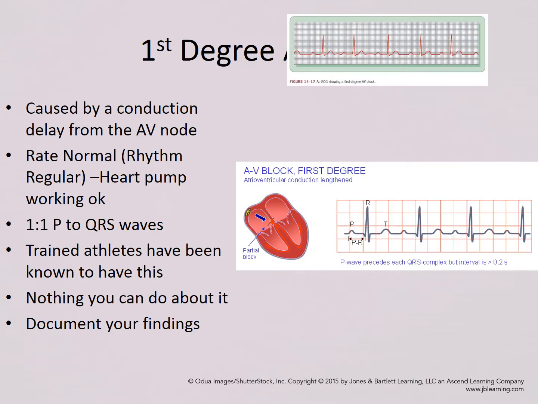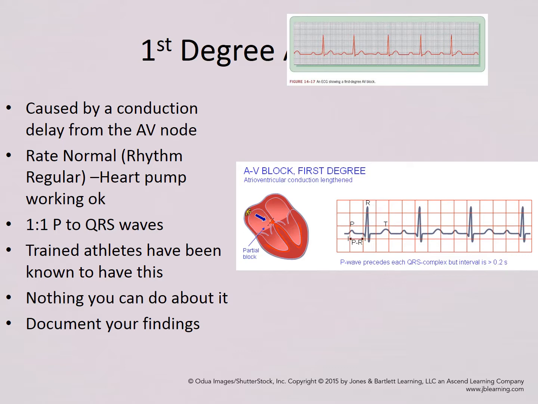First degree AV block. First degree AV block is caused by a conduction delay from the AV node. So remember, your electrical pathway through the heart starts at your SA node, it goes to your AV node where it briefly pauses, and then down through the bundle of His and to the Purkinje fibers. So in this situation, that conduction is being blocked from the AV node, and you can kind of see it in your picture there. It's showing you where it's being blocked.